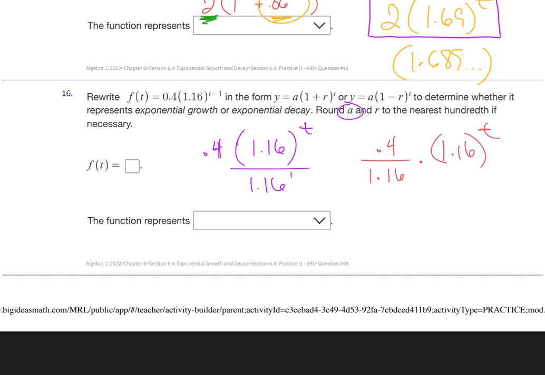So again, I'm going to grab a calculator. 0.4 divided by 1.16 is 10/29ths. So here, we could say it is 10/29ths times 1.16 to the t power. Or we could say it is, if we're doing to the nearest hundredth, 0.34 times 1.16 to the t power.